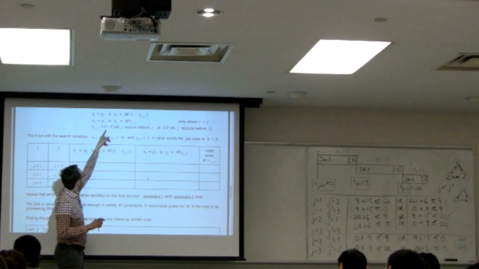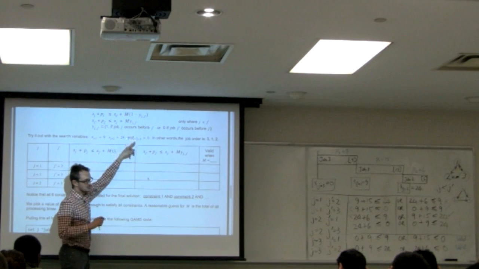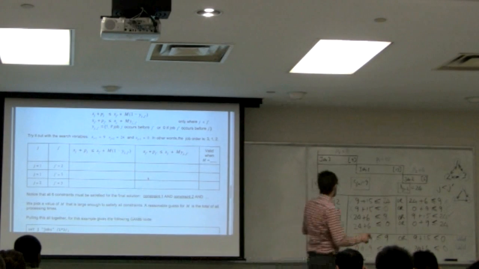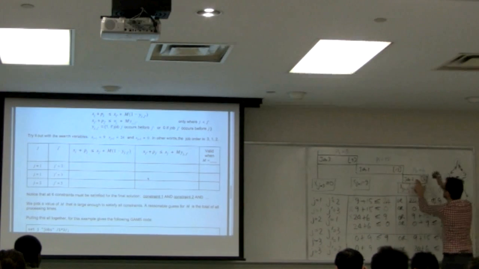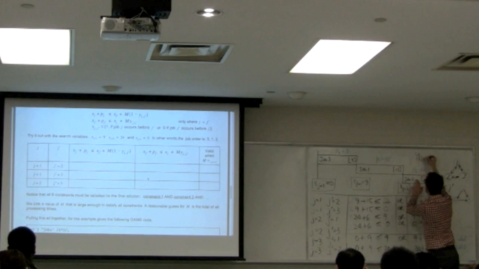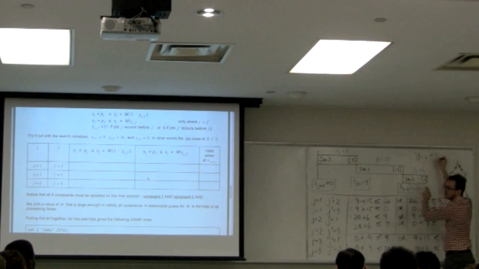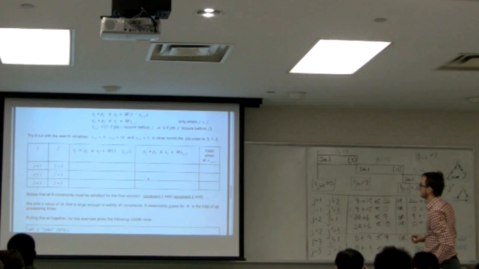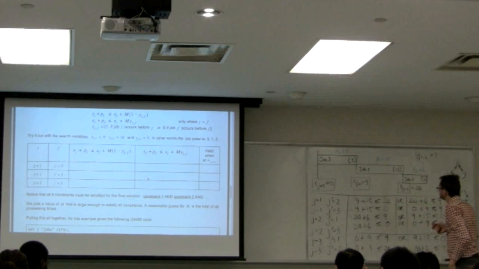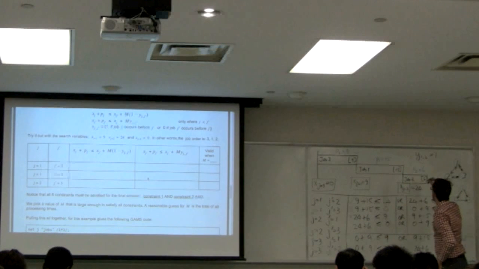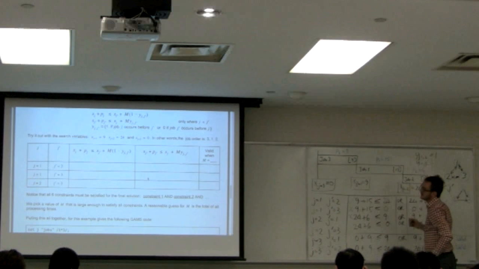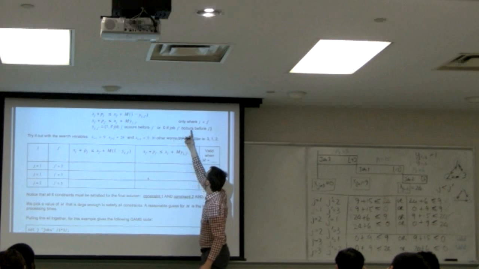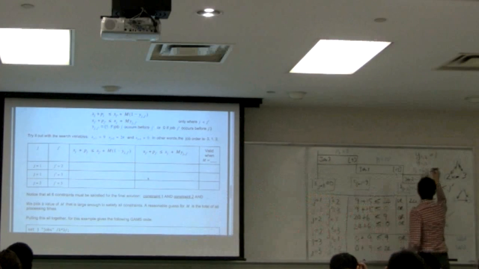We say it's equal to 1 if job j occurs before j dash, so that job 1 occurs before 2. In this particular schedule, job 1 occurs before job 2, so y 1, 2 is equal to 1. It's 0 if job j dash occurs before j. So you can find y 1, 3, for example: j is equal to 1, j dash is equal to 3. If job 3 occurs before job 1, then we set that equal to 0.